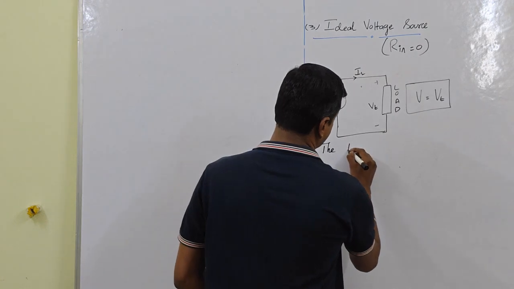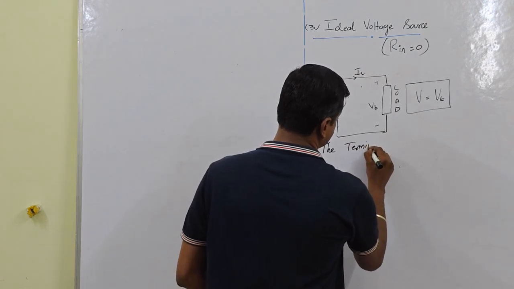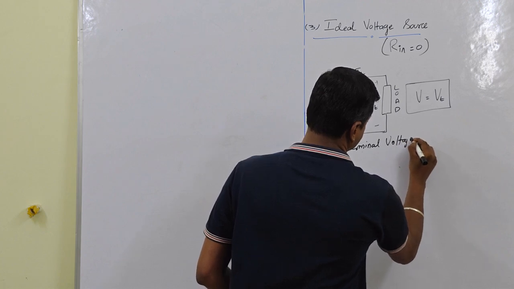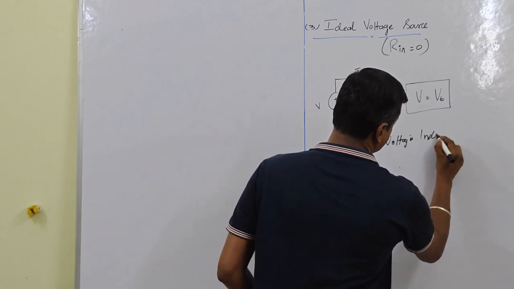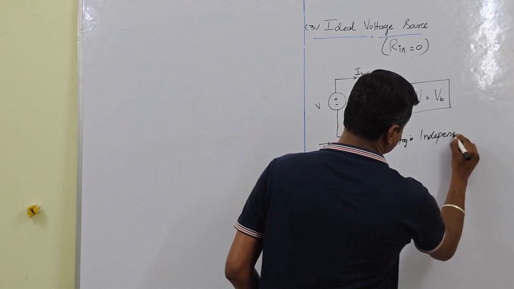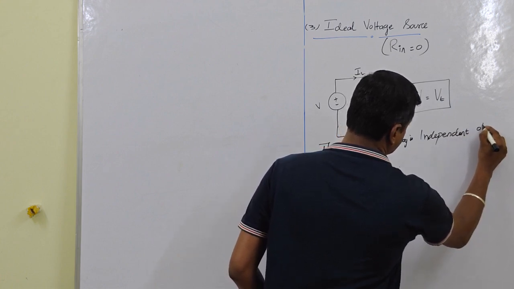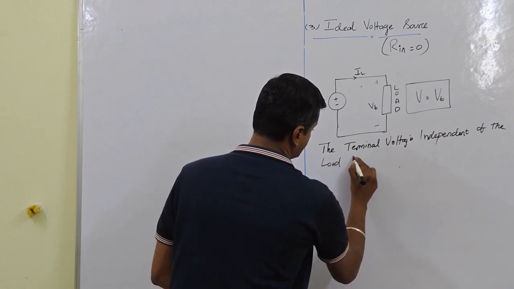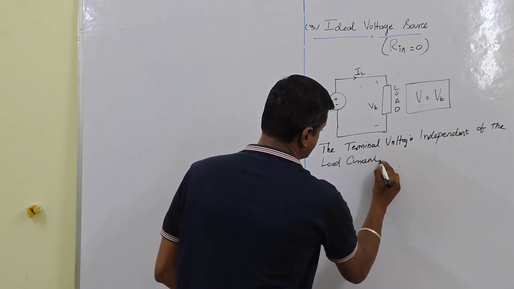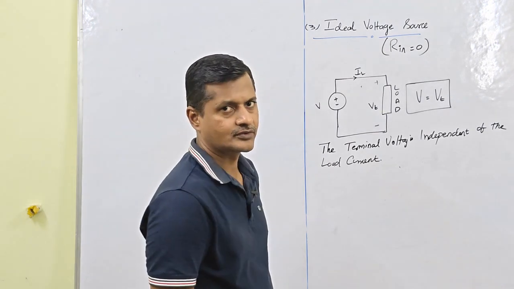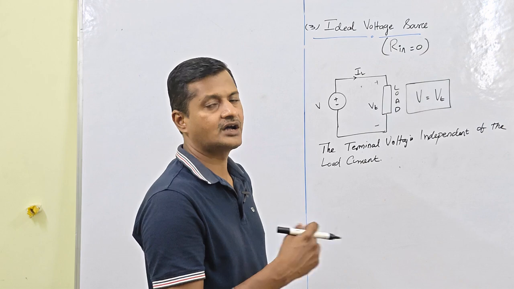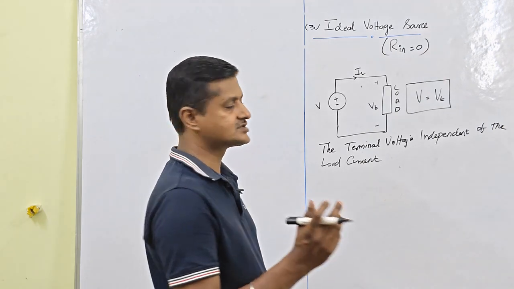The terminal voltage is independent of the load current, independent of the load current, we say, right? So that means the source is always providing a constant voltage to the load.